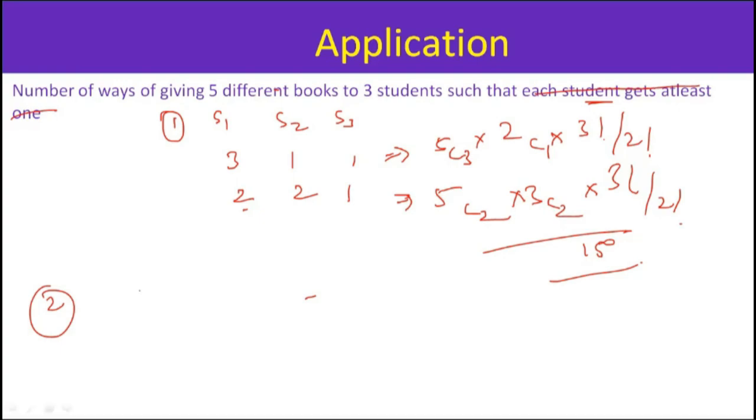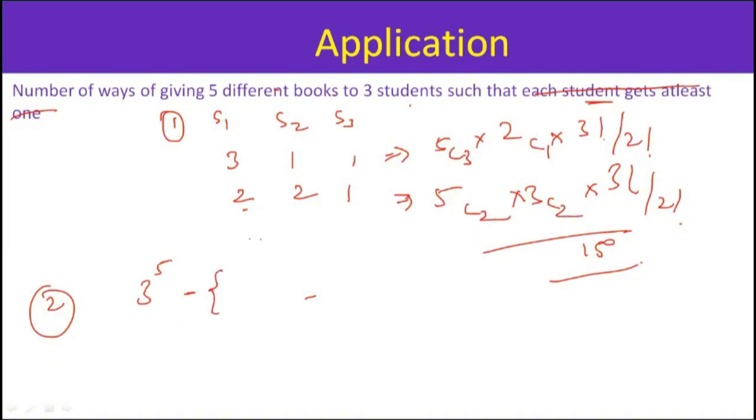Anyone? Just unmute and answer. If there would have been no constraint in the question. 3 to the power 5. Very good. If there is no constraint, first book can go to 3, second also to 3. So the answer would have been 3 to the power 5. But this includes cases which we will have to subtract. So can anyone think of what all cases we will have to subtract now?